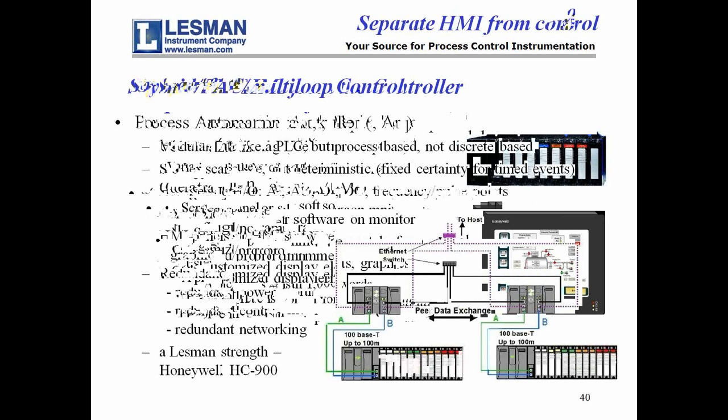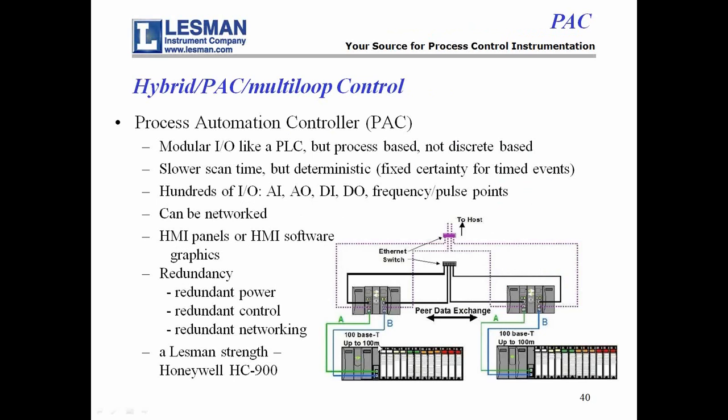Instead, we at Lesman get involved with the PACs. PAC is a process automation controller. It's modular. You can see down at the bottom here, it looks just like the PLC on the previous page. So it's got the modular I/O, but it's process-based, not discrete-based. So it has slower scan times by at least an order of magnitude, but it's deterministic so that you're guaranteed that you're going to get a throughput at a certain rate, which is not always true of a PLC. As you put more and more rungs in the PLC ladder logic, you can actually affect the scan rate. That's not true with a PAC. PAC has a fixed scan rate.